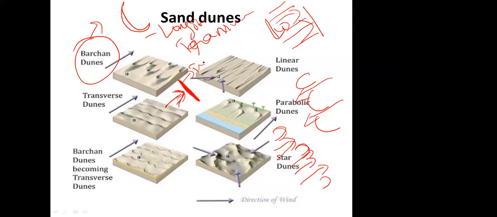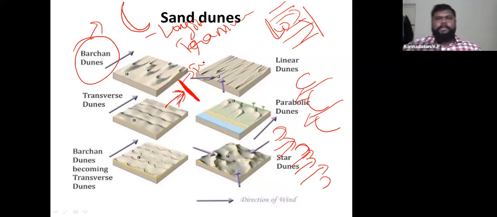Okay. And parabolic dunes, simple. Both barchans and parabolic are longitudinal only. The only difference is that parabolic refers to a shape.